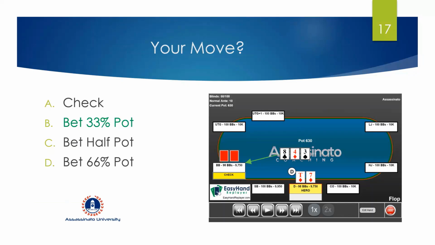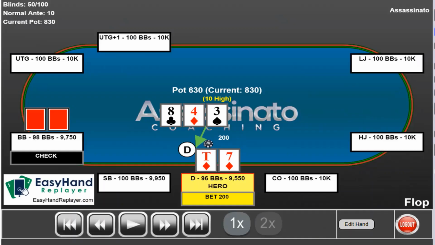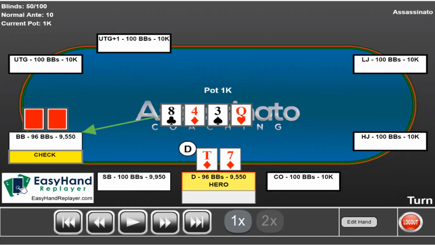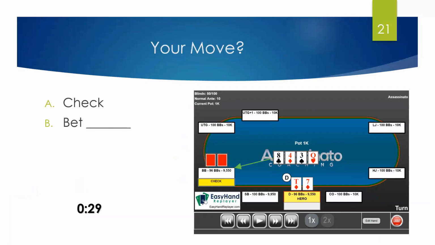You would bet 33% of the pot. Now, so let's say you bet 200 here into 630. And he calls. The turn is the Queen of Hearts. Now what do you do?